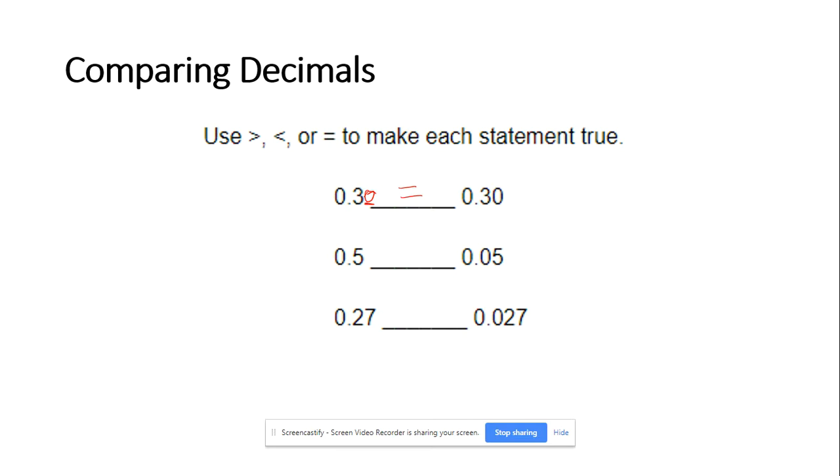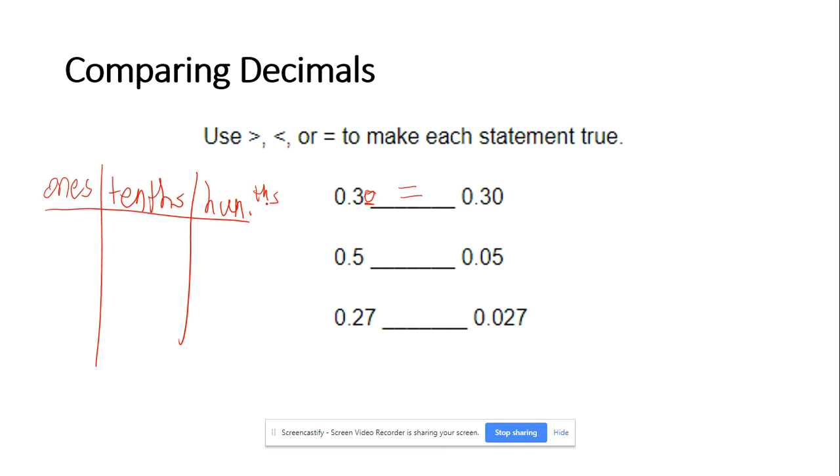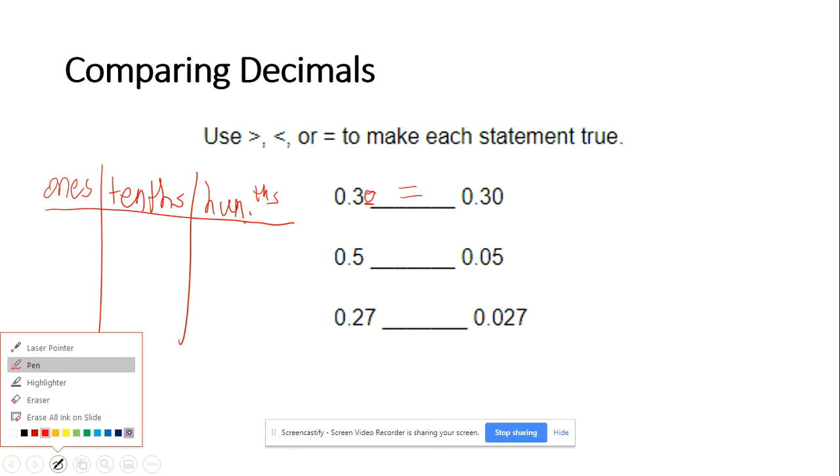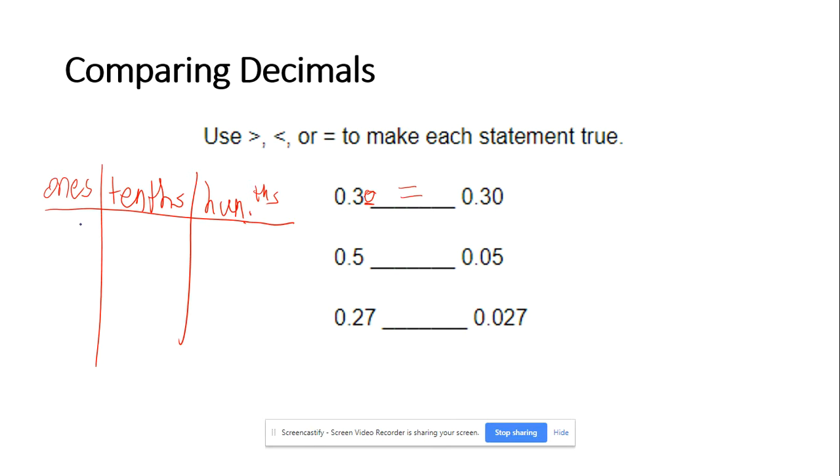Let's try the next one. 5/10 compared to 5 hundredths. Well, I'm going to use a place value chart to help me on this one. I'm going to make my place value chart. I'm going to abbreviate the hundredths. All right, so let's use a different color. We'll use purple for this. Let's write in 5/10. The zero's in the ones place, and there's 5/10 in the tenths place.